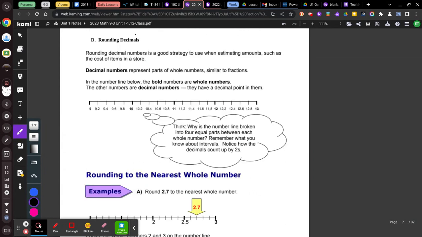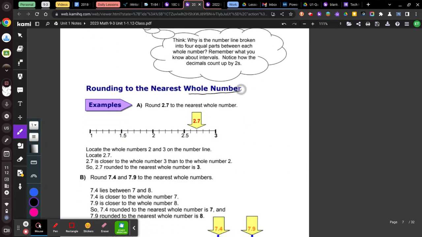Okay, rounding decimals. When you're rounding decimals, you talk about the numbers after the decimal point. If it says rounding to the nearest whole number, you're rounding to these numbers. Those are the whole numbers. If you're rounding to decimal places, anything from 0 to 4 stays the same. If it's 5 to 9, you add 1.